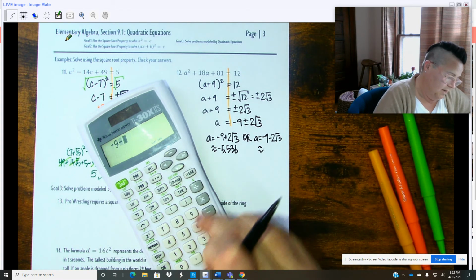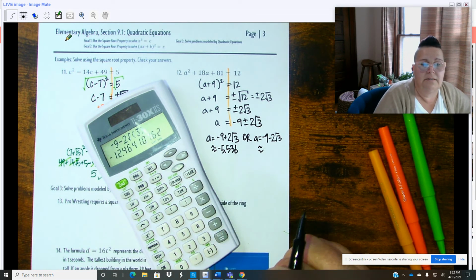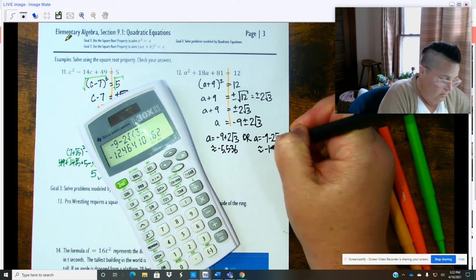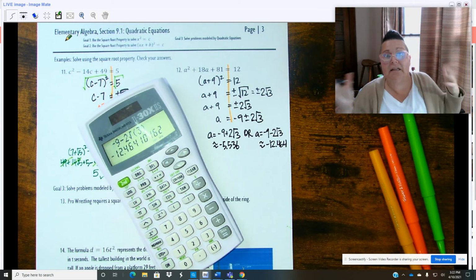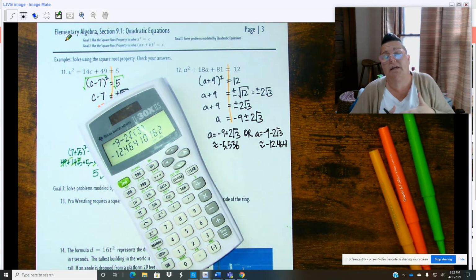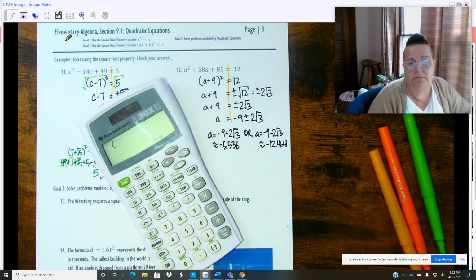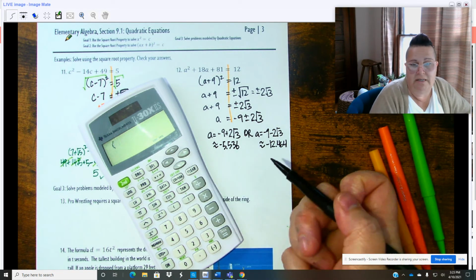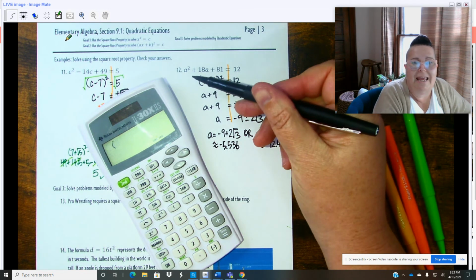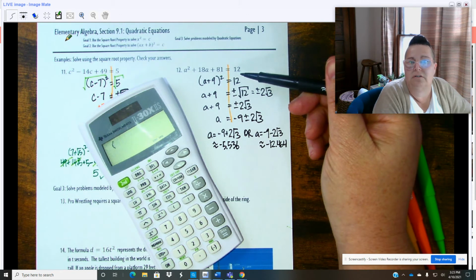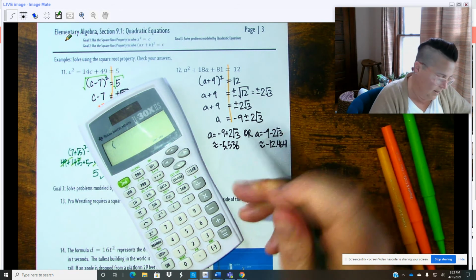We're going to do negative 9 minus 2 square root 3. And that's going to be negative 12.464. Now, as I said a little bit earlier in this video, some people do like to check the decimals because it works better for them. So I'm going to check the decimals on this. I'm going to put the negative 5.536 in for the a, and I'm looking to get close to 12. The more decimal places you keep on this, the closer you will be to the 12.